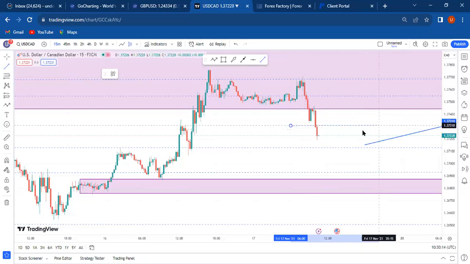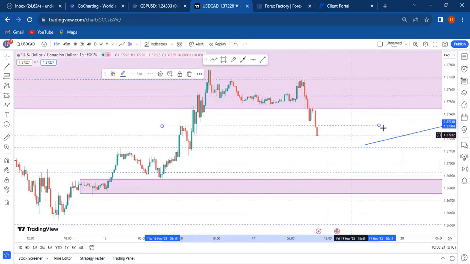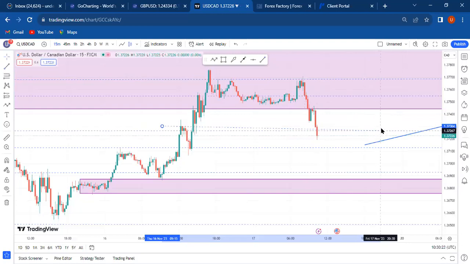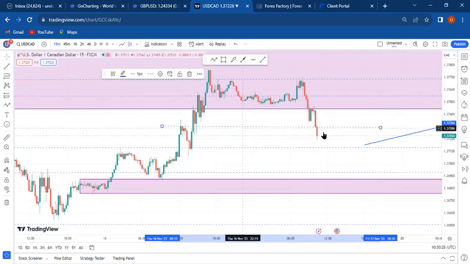Okay, so I'd love to see another retest here. If market can retest this level and we have a rejection, if market can reject this level, this area, I am going to sell. So I'm looking for a retest or a rejection on this level, then I'm selling down to this area.